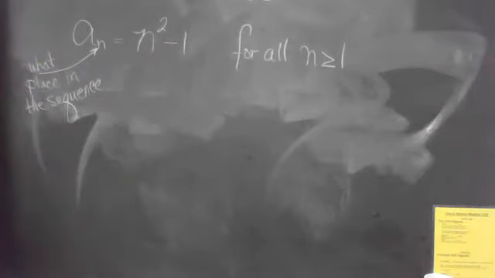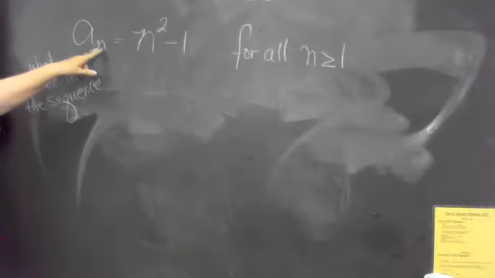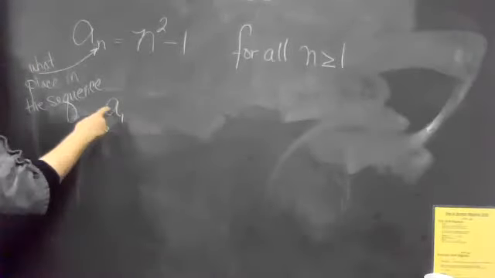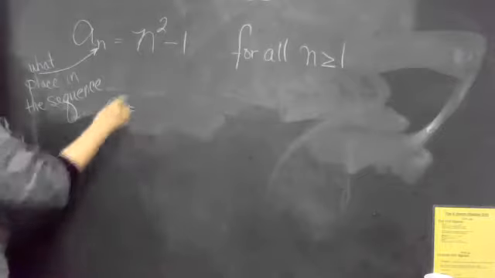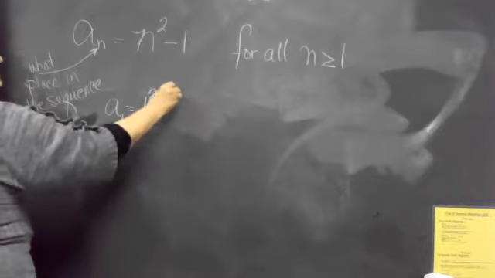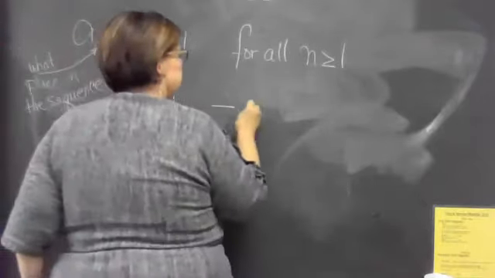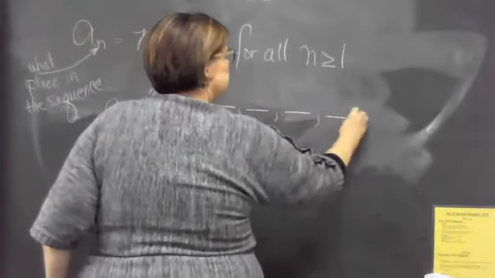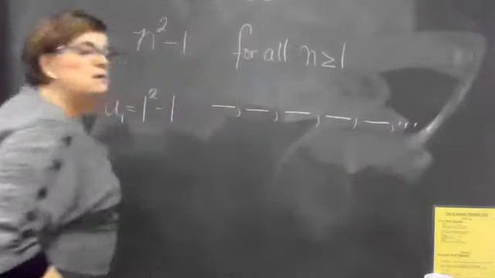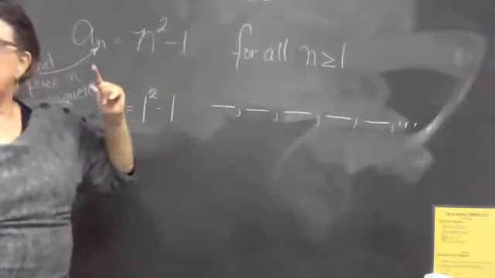So the place in the sequence means if I want the first number in the sequence, then it says, okay, the first number is going to be equal to n squared minus 1. Okay, n squared minus 1. So we're going to start a sequence right here. These 3 dots mean it continues on in a positive direction, okay?